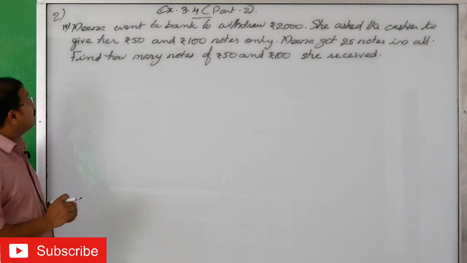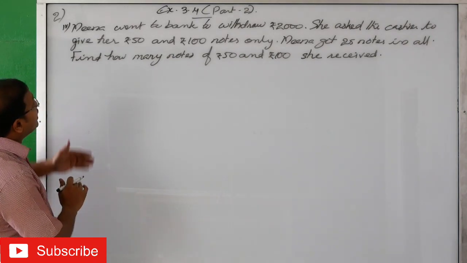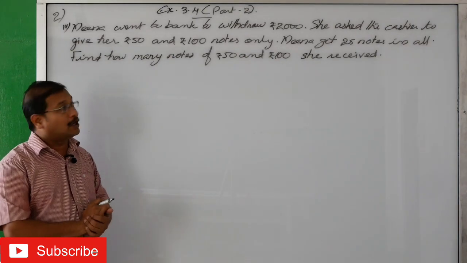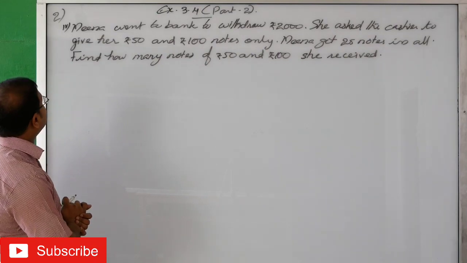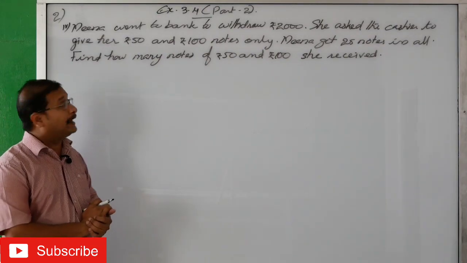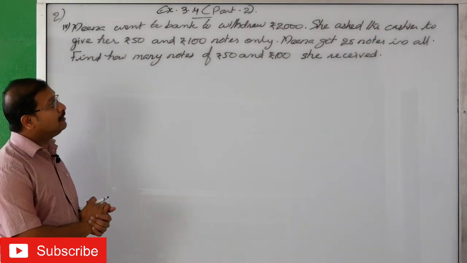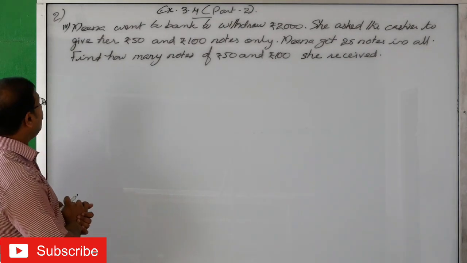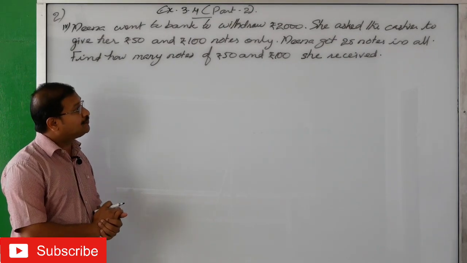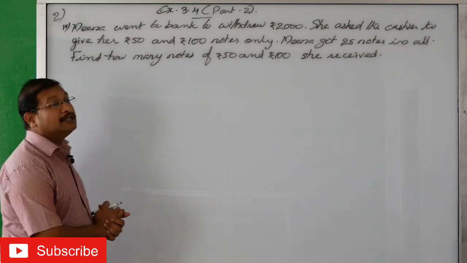Let's see the next question. I'll read the question once. Meena went to the bank to withdraw rupees 2000. She asked the cashier to give her rupees 50 and rupees 100 notes only. Meena got 25 notes in all. Find how many notes of rupees 50 and rupees 100 she received.